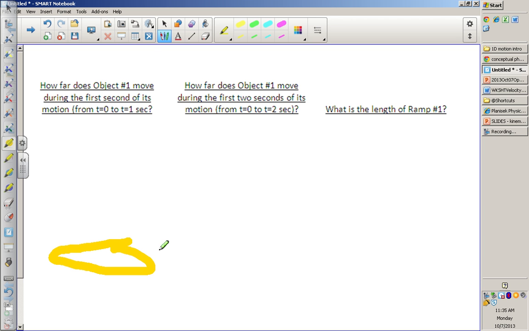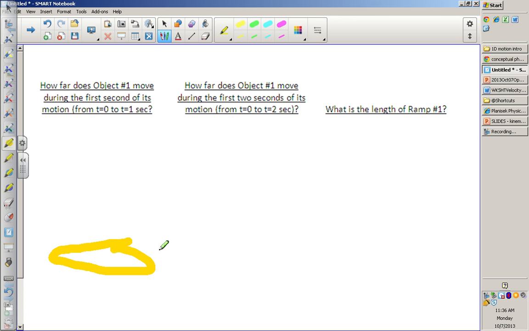For the last one, the length of ramp 1, when a question specifically asks us about lengths, we're still going to solve for a displacement. Because the distance that the ball goes, or how far the ball goes, will determine the length of whatever thing it's rolling down in this case. How much time are we talking about now? 5 seconds, because we already established that it takes 5 seconds to get down that ramp.